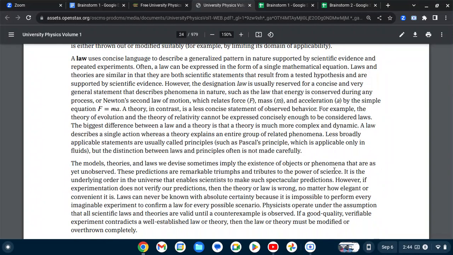A theory, in contrast, is a less concise statement of observed behavior. For example, the theory of evolution and the theory of relativity cannot be expressed concisely enough to be considered laws. The biggest difference between a law and a theory is that a theory is much more complex and dynamic. A law describes a single action, whereas a theory explains an entire group of related phenomena. Less broadly applicable statements are usually called principles, but the distinction between laws and principles often is not made carefully.